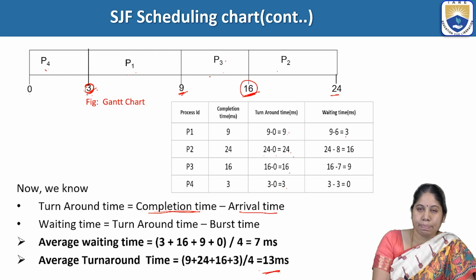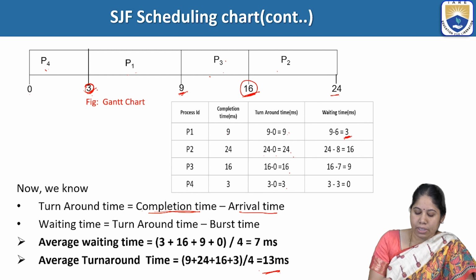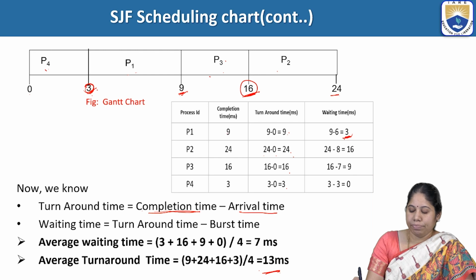So here also with this picture, both should be matched. So even with the formula, even with the help of the Gantt chart, both values should be matched. Right? Now you got 3. So now let us see for P2.